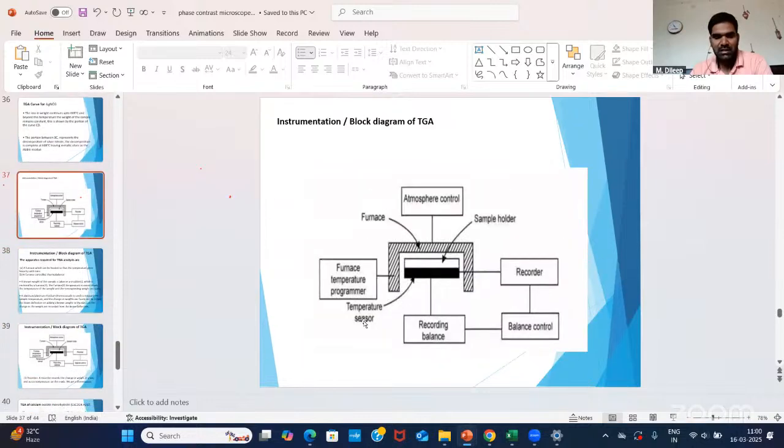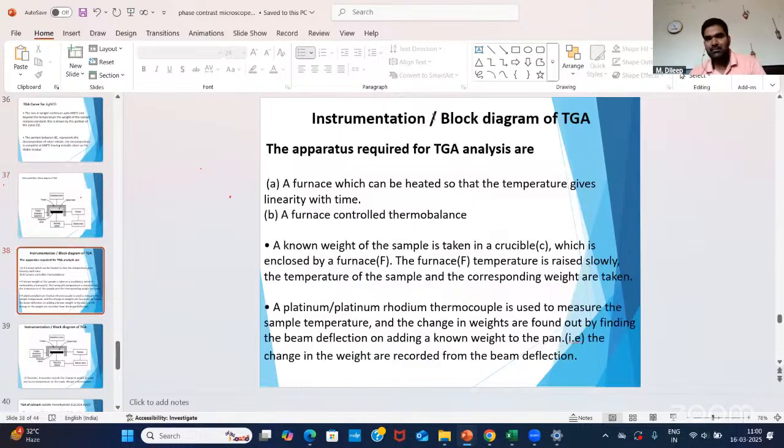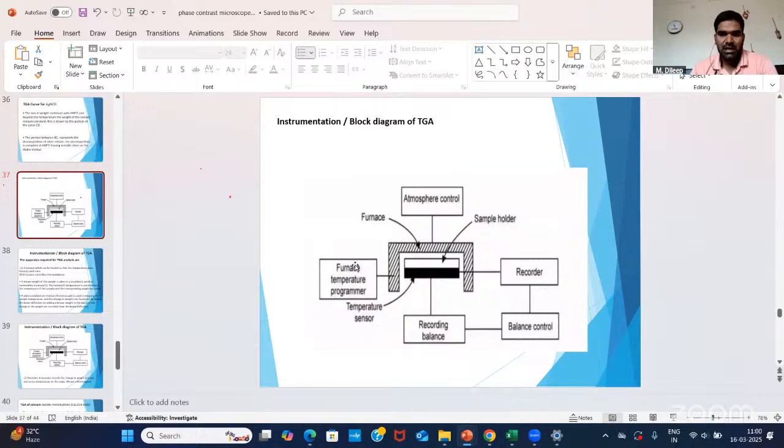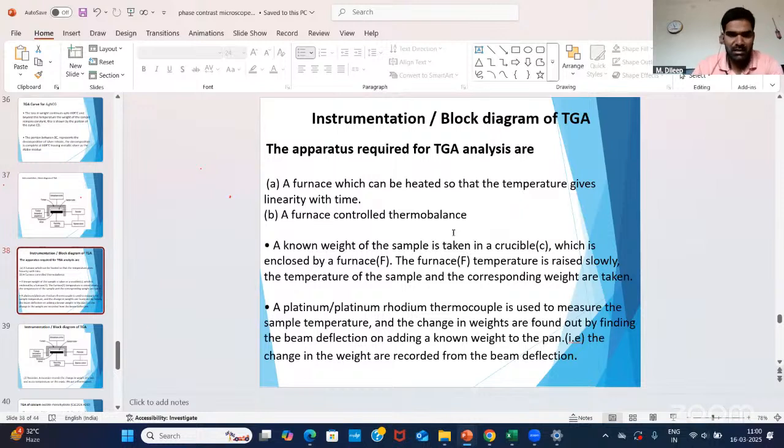We will try to see the apparatus description here. So, instrumentation block diagram of TG. The apparatus required for the TG analysis are the furnace, which can be heated so that the temperature gives linear change with the time, or the temperature is increased as the time changes. Okay. A furnace control and a thermobalance will also be there.